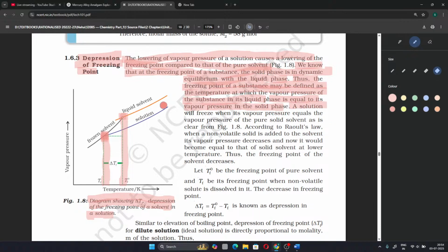A solution will freeze when its vapor pressure equals the vapor pressure of the pure solid solvent, as is clear from figure 1.8. According to Raoult's law, when a non-volatile solute is added to the solvent, its vapor pressure decreases and now it would become equal to that of the solid solvent at a lower temperature. Thus, the freezing point of the solvent decreases.